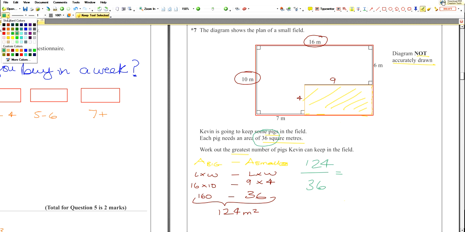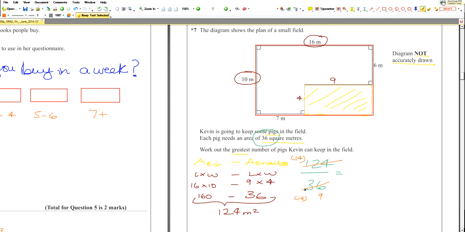Right, any ideas on how we can cancel this down, or work this out without using a calculator? What technique would we use? So we would divide them both by 2, anything bigger than 2? Any number we try which is bigger than 2? 3. Divided by 4, for example. Yeah. So if you divide by 4, top and bottom.